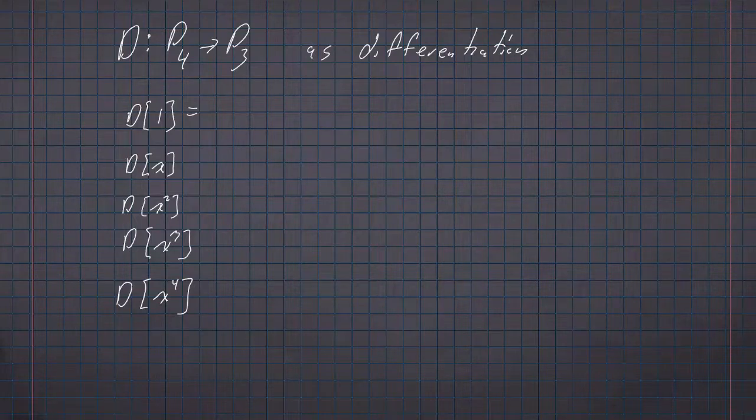The derivative of 1 is 0. The derivative of x is 1. The derivative of x squared is 2x. The derivative of x cubed is 3x squared. And the derivative of x to the fourth is 4x cubed.